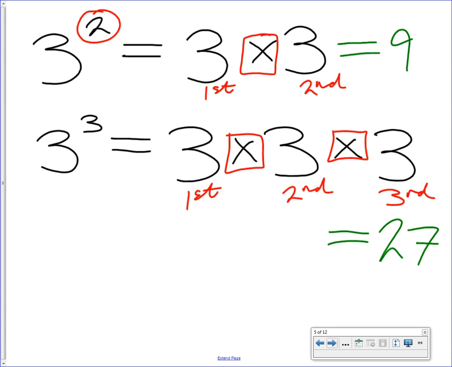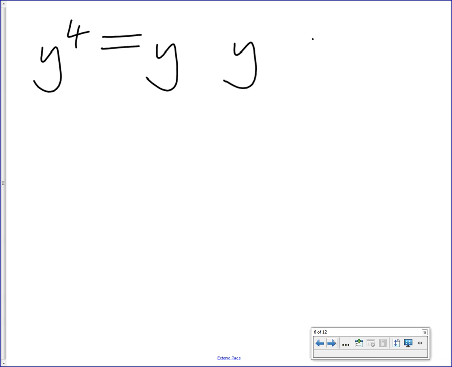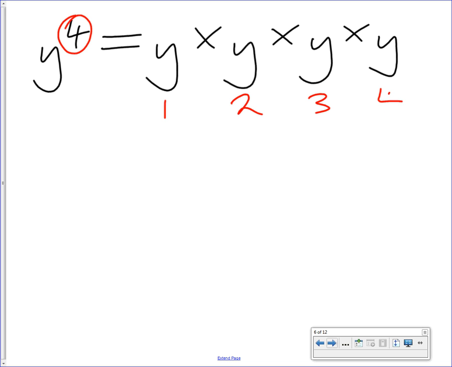Now, I can make this a bit more general by not talking about actual base numbers that have particular values. Instead, I can talk about variables. So, I can say, for instance, that y to the 4 equals first y, second y, third y, fourth y, all multiplied together. Now, there are 3 basic rules of indices, and I'm going to talk about each of them one at a time.